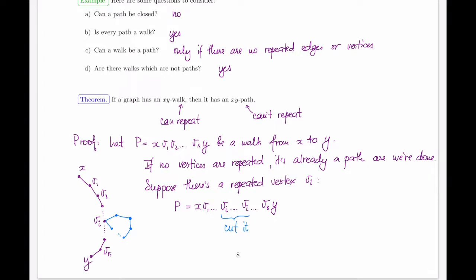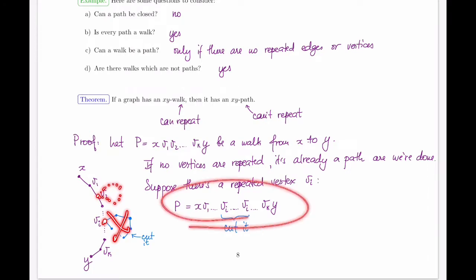Once I have cut it out, let me notice this on the picture as well. Cut it out. Okay, once I've cut it out, the vertex VI no longer repeats itself, and I no longer have this issue. Now, this doesn't mean I have a path yet, because as I said, maybe there is another vertex that repeats itself and the same exact thing happens. Well, I will fix it in the exact same way as I fixed the issue with the vertex VI.